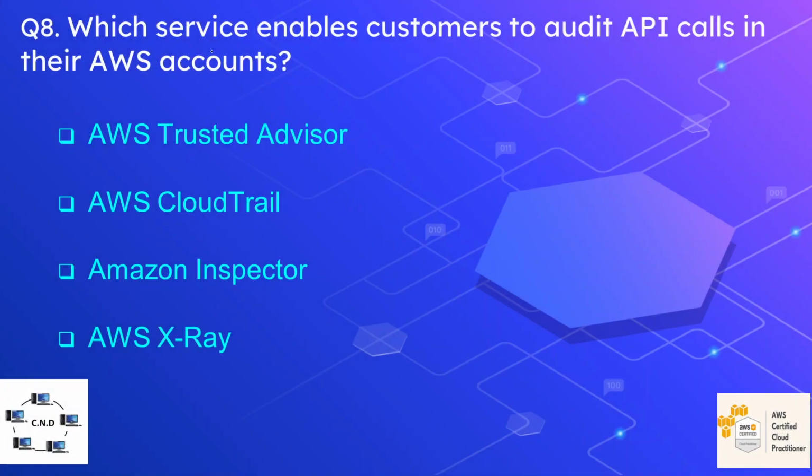Question number 8: which service enables customers to audit API calls in their AWS accounts? The options are: option A, AWS Trusted Advisor. Option B is AWS CloudTrail. Option C is Amazon Inspector. And option D is AWS X-Ray. And the correct option is AWS CloudTrail.